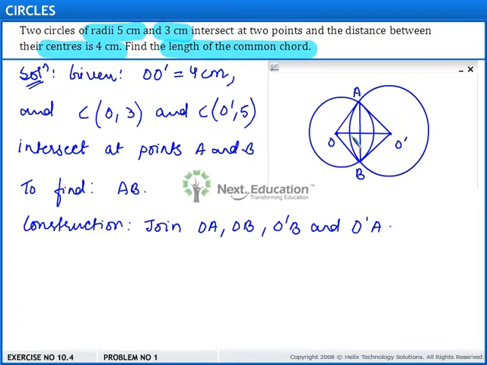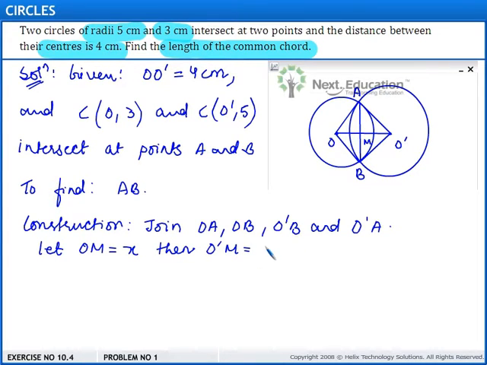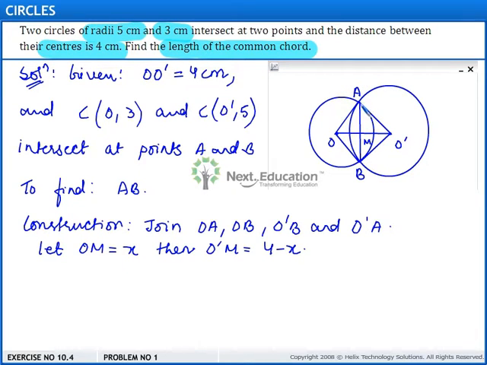Also, let the point of intersection of OO dash and AB be M, and let OM be equal to x, then O dash M is equal to 4 minus x. Now, we know that the line segment joining the centers of the two intersecting circles is the perpendicular bisector of the common chord. Therefore, angle AMO is 90 degrees and similarly angle BMO is also 90 degrees.